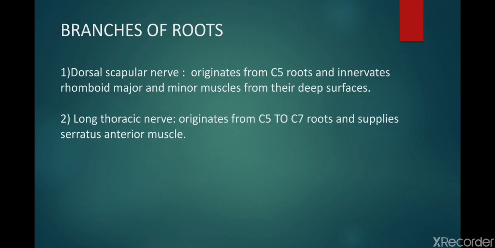Now, before these roots unite and form the superior, middle and inferior trunk, there are two branches from the roots, and similarly there are two branches from the trunk. The two branches from the root are the dorsal scapular nerve and the long thoracic nerve. The dorsal scapular nerve only originates from C5, whereas the long thoracic nerve originates from C5 to C7. The dorsal scapular nerve supplies rhomboids major and minor, whereas the long thoracic nerve supplies specifically the serratus anterior muscle.